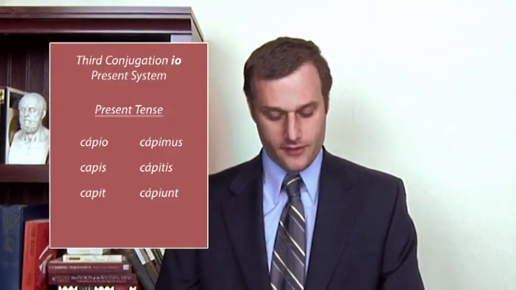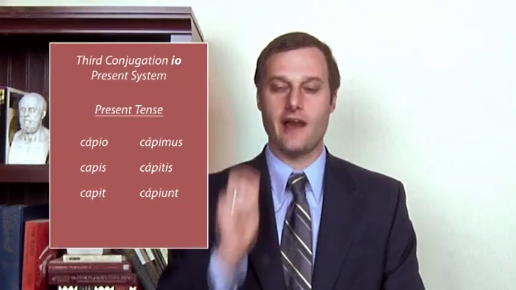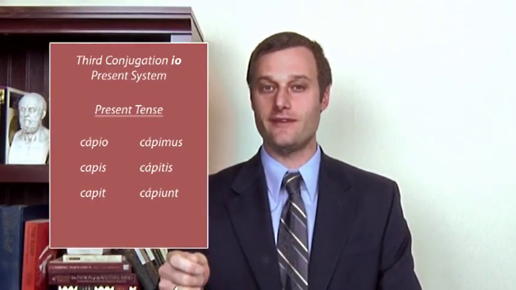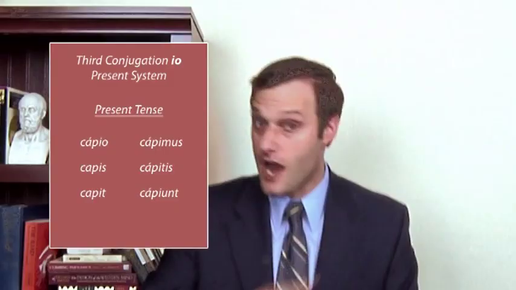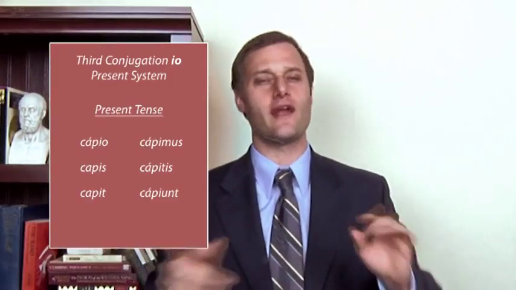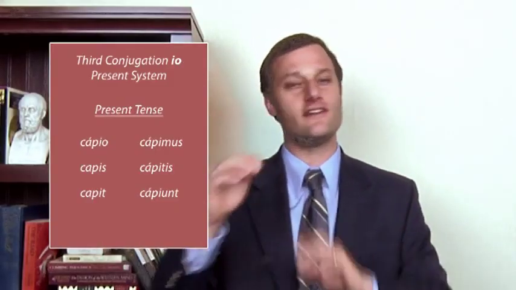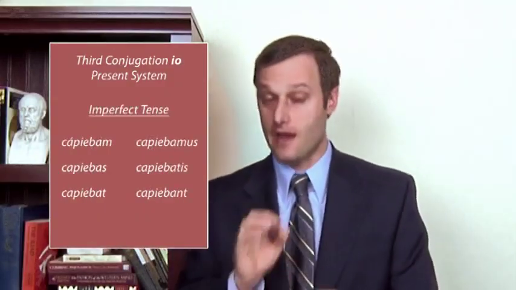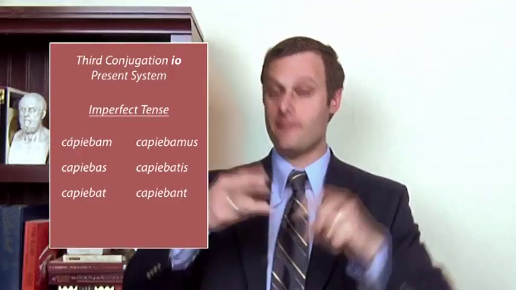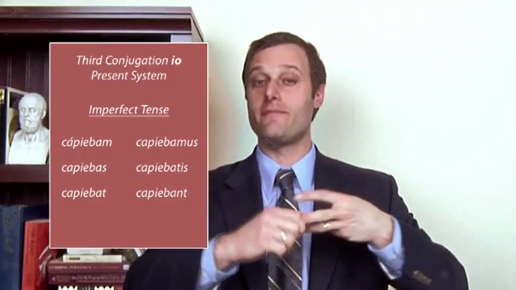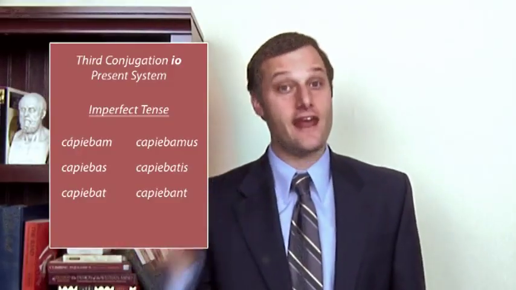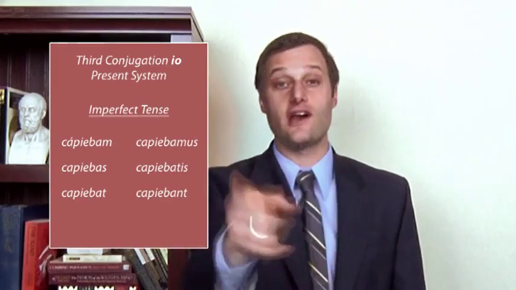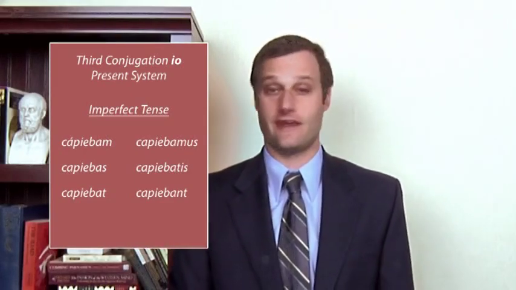But look at the forms. Capio, capis, capit, capimus, capitis. Look at this form: capiunt. Just like fourth, right? Audio, audis, audit, audimus, auditis, audiunt. Just like fourth. Okay, let's look at the imperfect. Capiabam, capiabas, capiabat, capiabamus, capiabatis, capiabant. Did you hear that IE all the way through? Just like fourth.